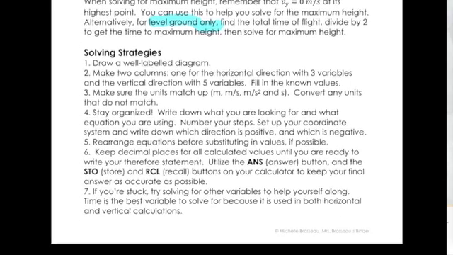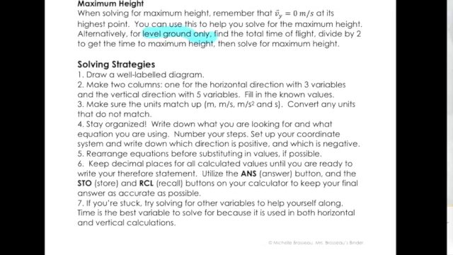So, solving strategies. Always draw a well-labeled diagram. This will help you understand the problem, understand what kind of problem you're doing, if it's level ground, or if it is being projected up on non-level ground. You'll then make 2 columns, one for the horizontal direction, which will only have 3 variables because you're just going to use constant velocity for that one, and then the vertical direction with the 5 different variables.